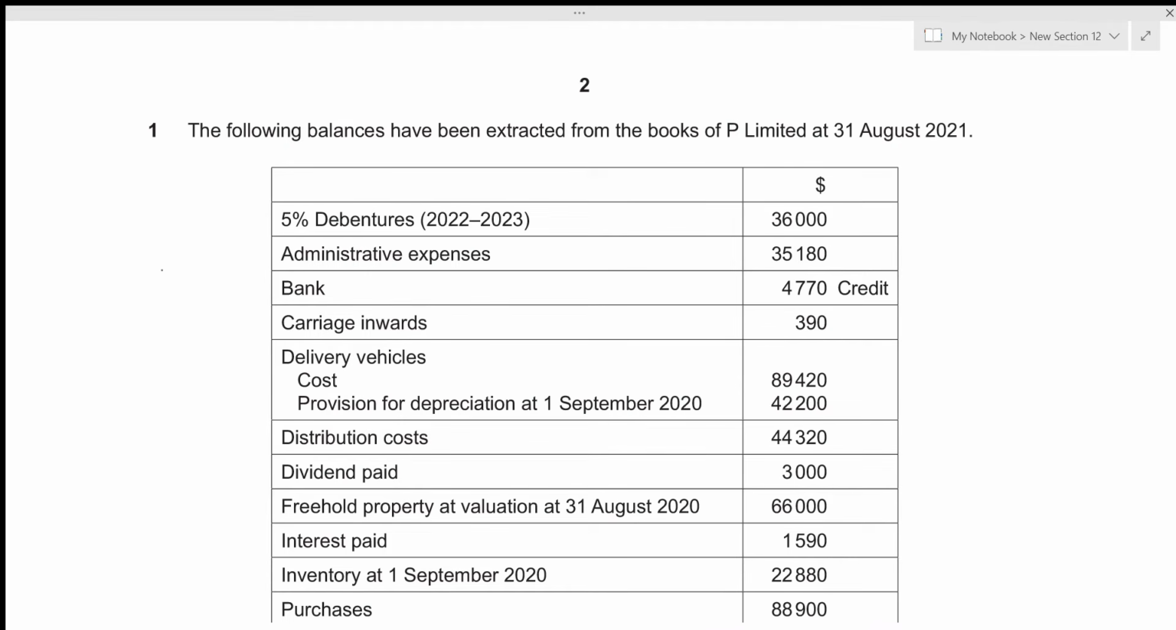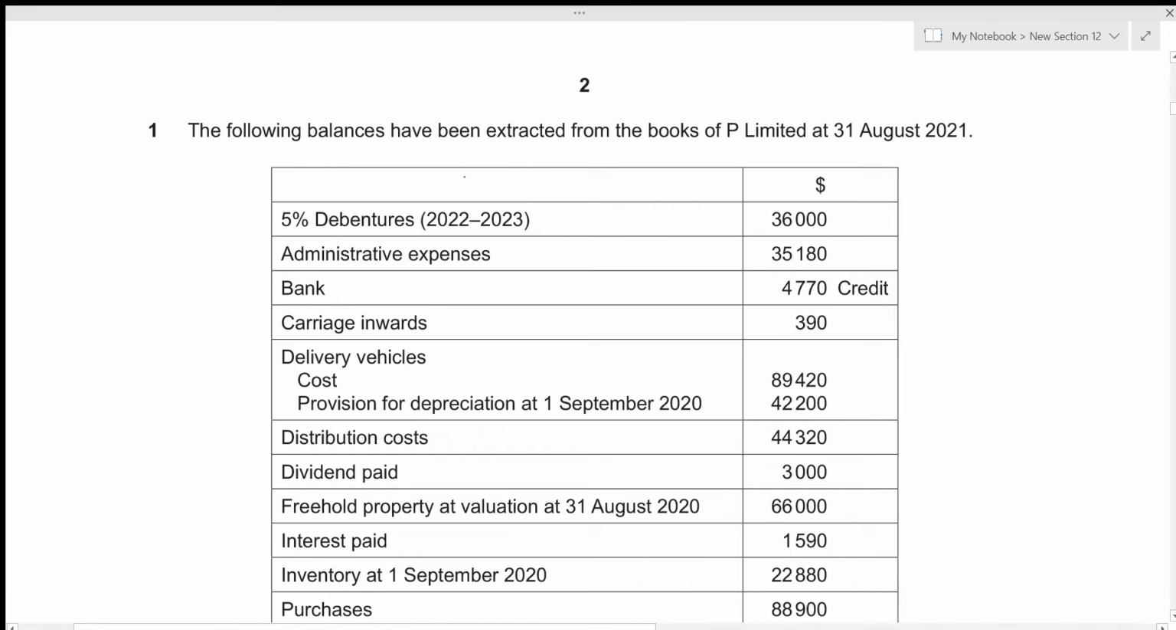Hi everyone, today we'll be going over accounts October-November 2021, paper 2-2, question number 1. This is structure paper 2, which consists of questions of 90 marks and it also has a time limit of 90 minutes. Since question number 1 is of 30 marks, we will be attempting to solve this question under 30 minutes. So without any further delay, let's get started.